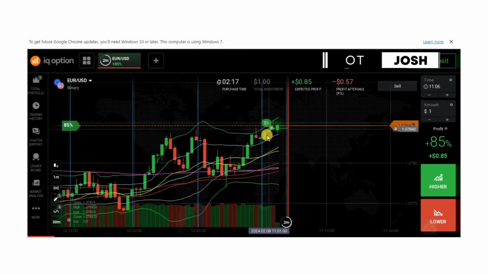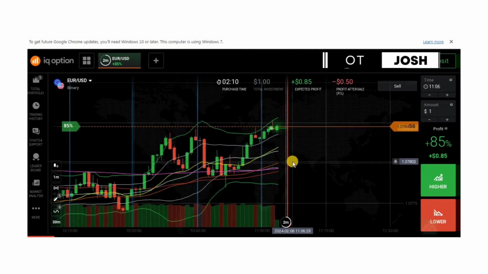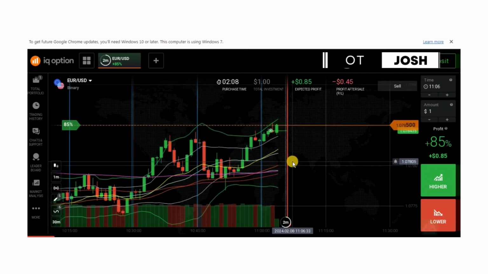And even at this point, we did not get any reversal here. The reversal is happening after this level has been broken. So what do you think will happen? Price is going to continue to go up.